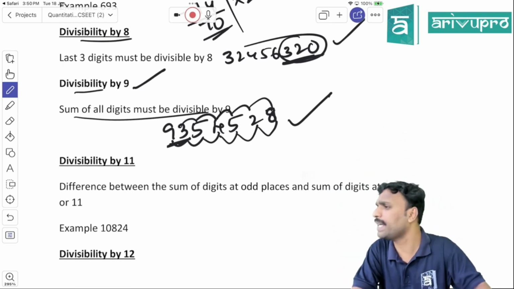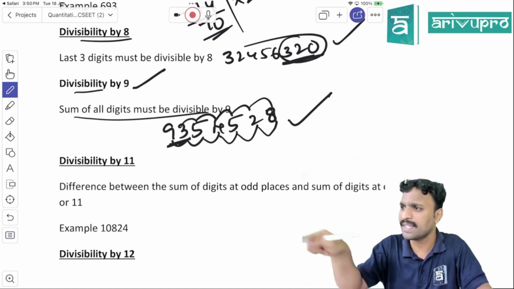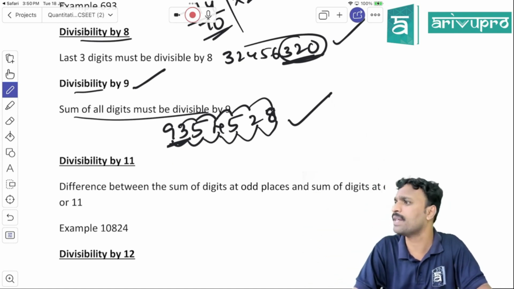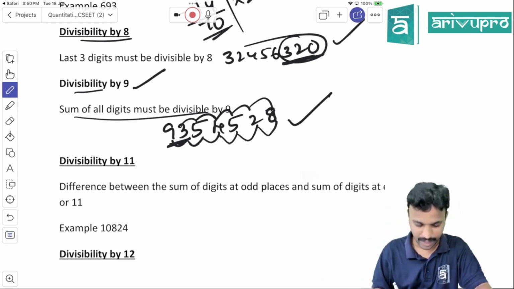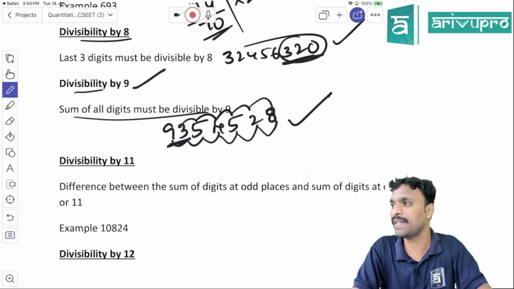Now, divisibility by 10 is very easy because the last digit must be 0, then only the number is divisible by 10. Now, divisibility by 11 we will check.